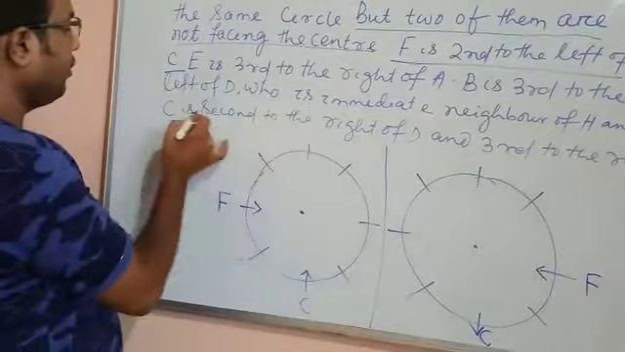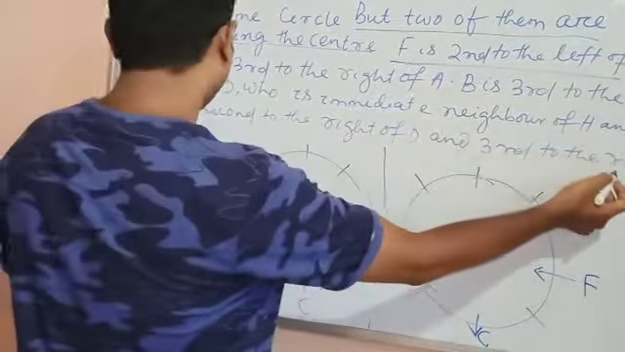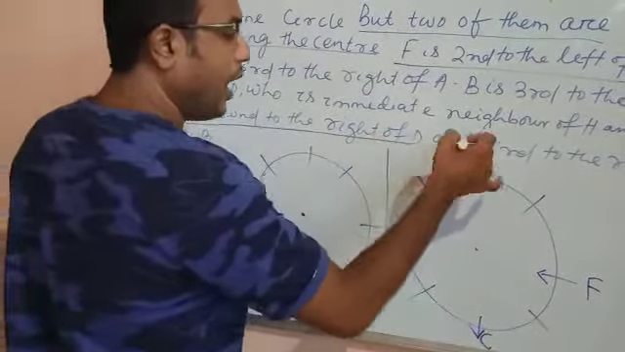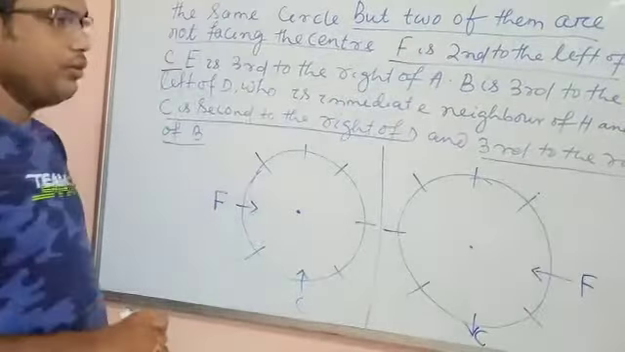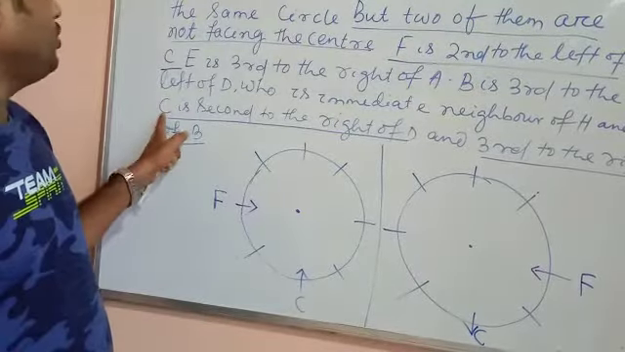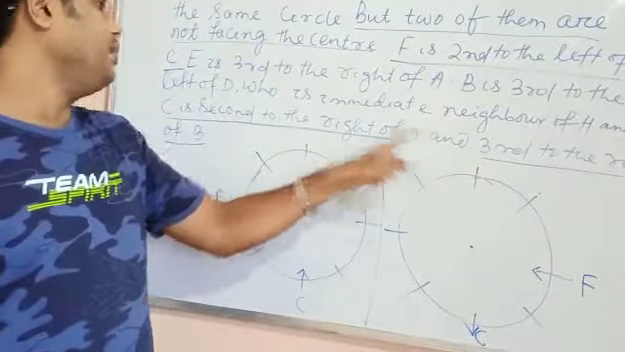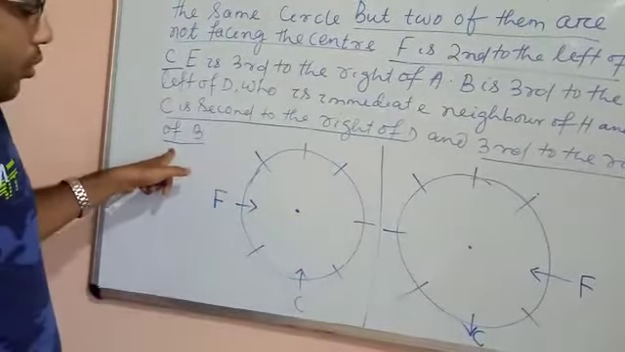And then the last one: C is second to the right of D, and third to the right of B. Here, C is second to the right of D, and also C is third to the right of B. So what is the meaning of this line? C is second to the right of D, and C is also third to the right of B. Okay, so come to this point.